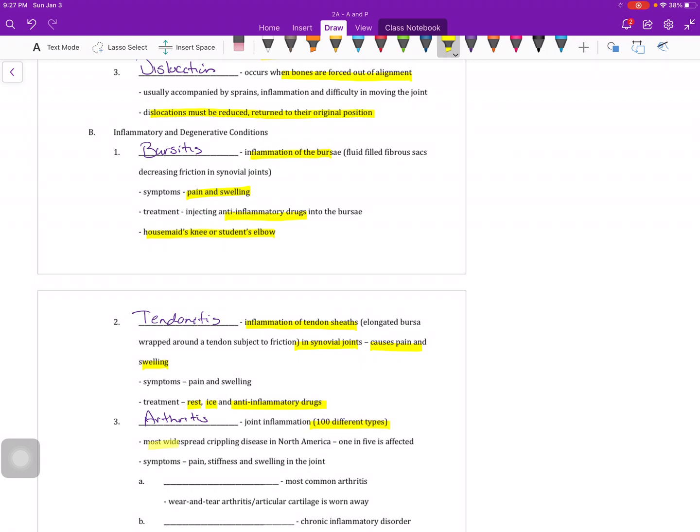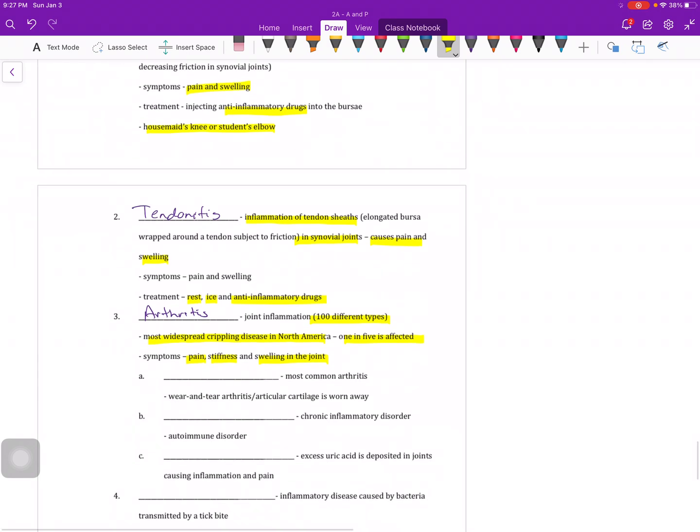Notice here, guys, there are 100 different types of arthritis. It is the most widespread crippling disease in North America. 1 in 5 are affected. Symptoms, pain, stiffness, and swelling in a joint. Now, we've got different types of arthritis. The first one of these, the most common, is osteoarthritis. And remember, oste is bone.